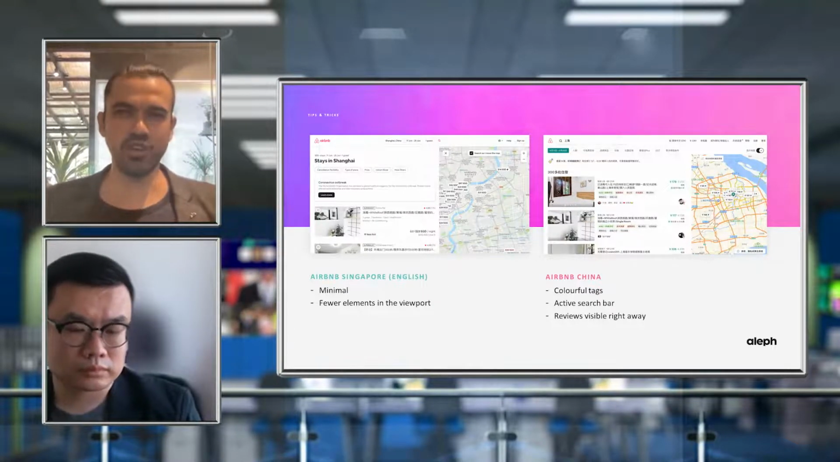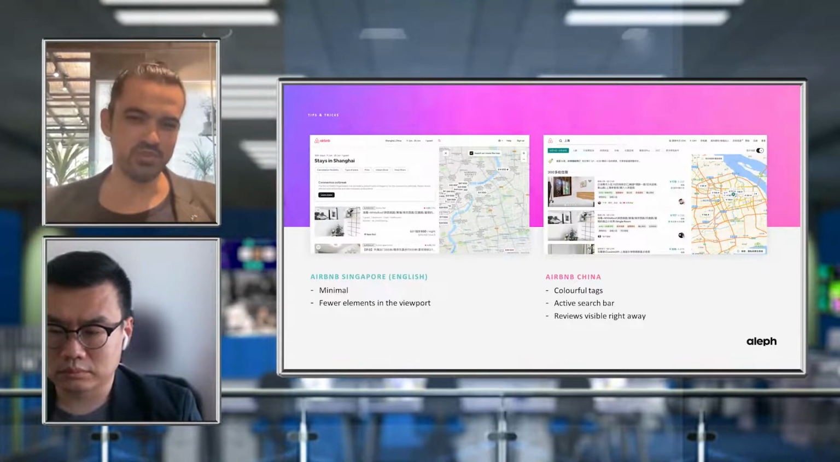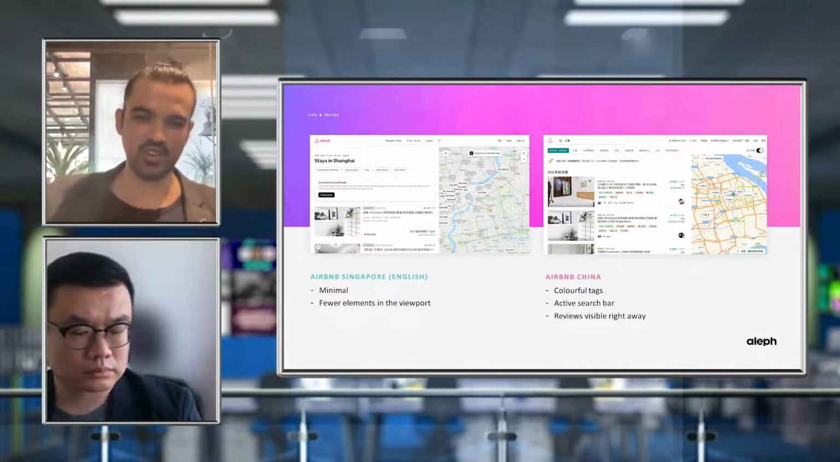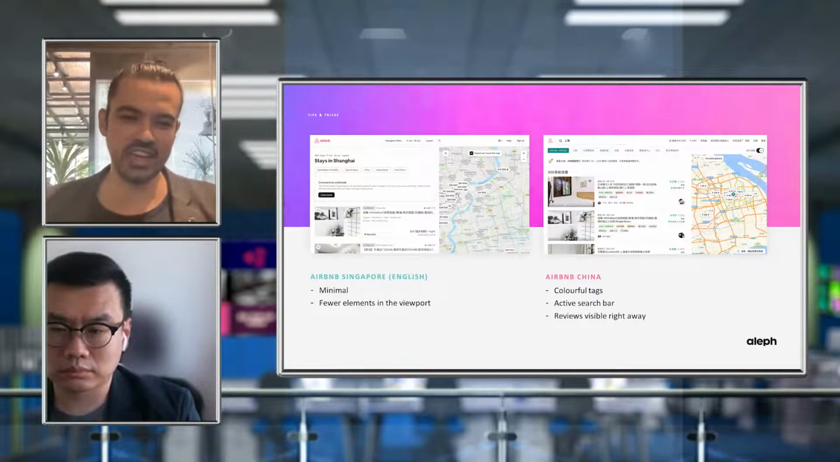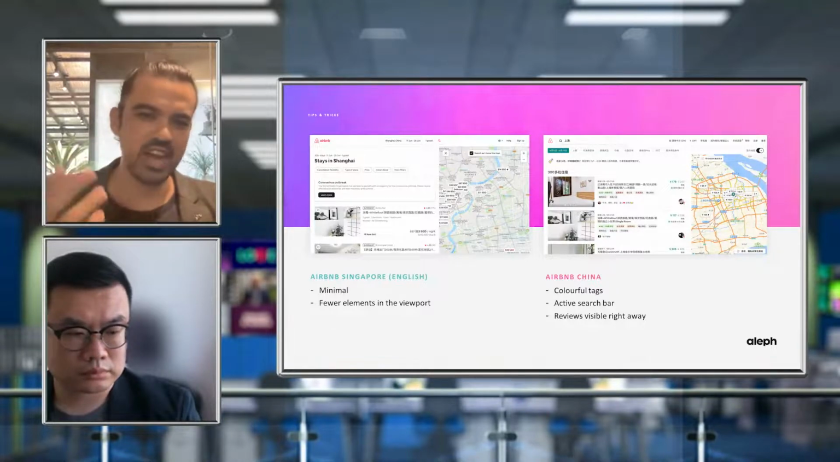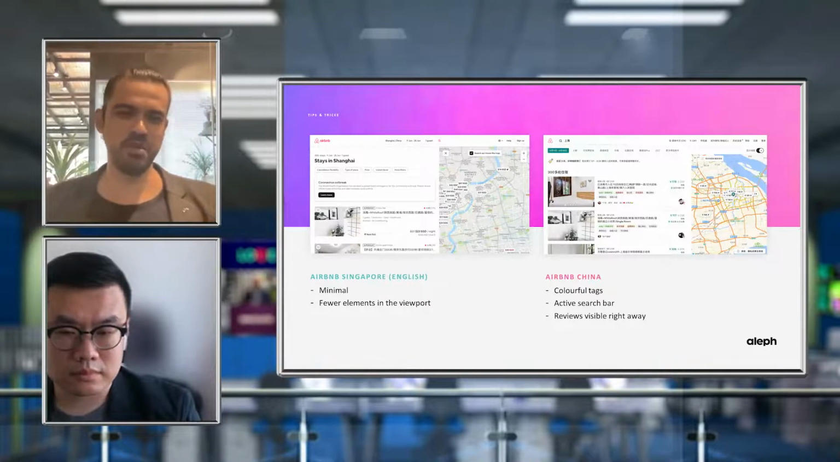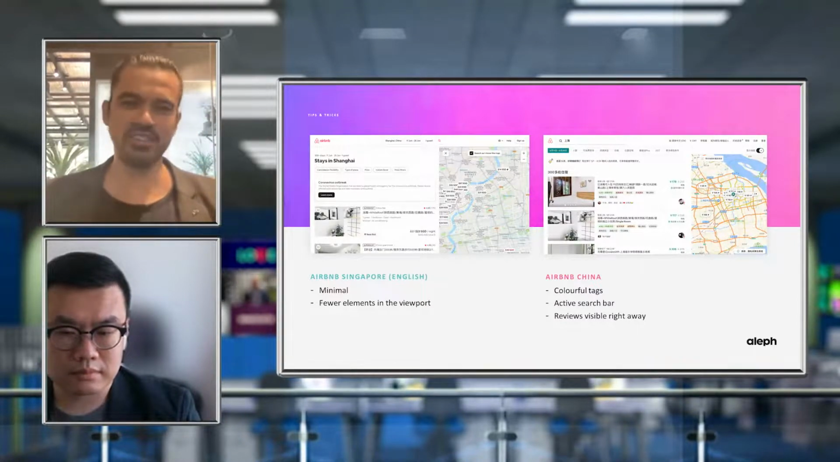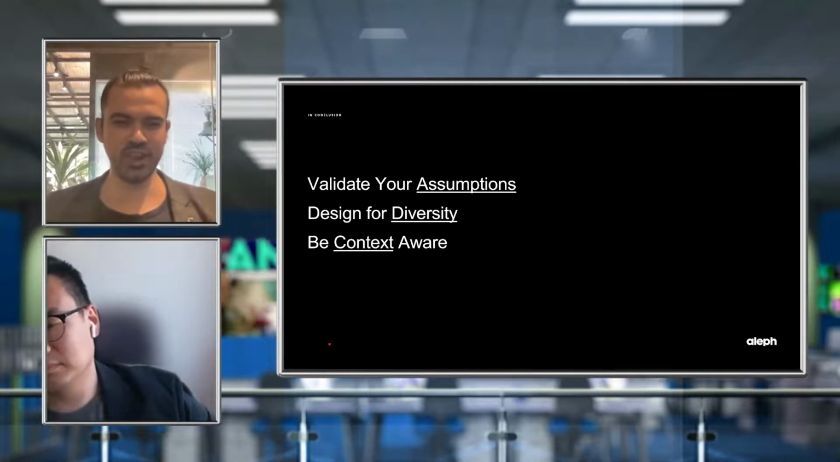When we were doing our research around trust, even in banking applications, when you hide your reviews or put them one layer down, a Chinese consumer might think, why are you hiding them? Do you have something to hide? Whereas a Western eye might think it's too cluttered when you have all of that up front. So the big takeaway for me, and I think Jerry for you as well, is these three points: validate your assumptions, design for diversity, and be context aware.